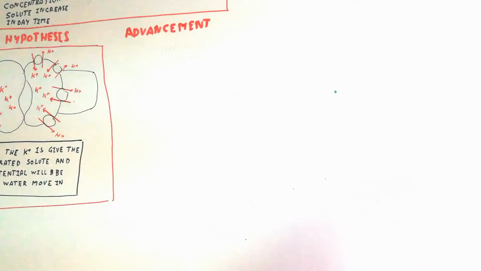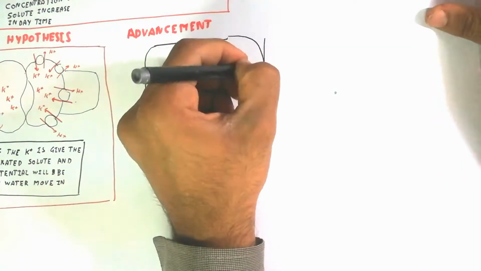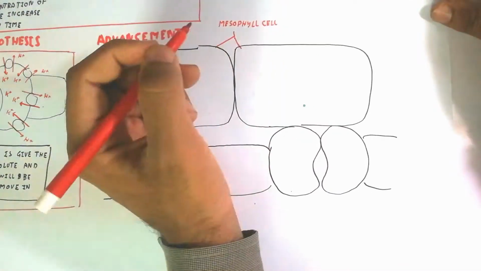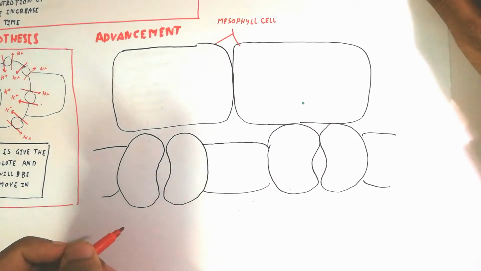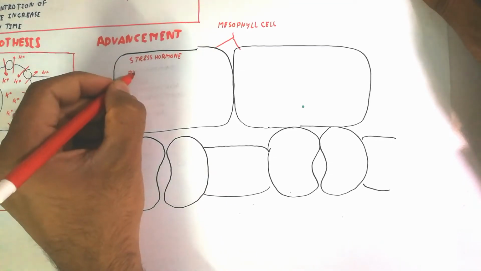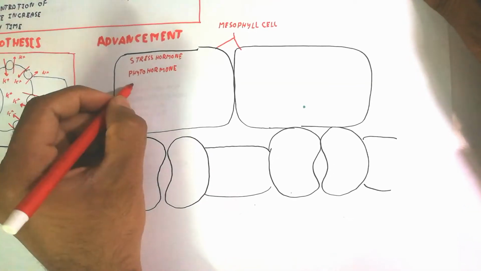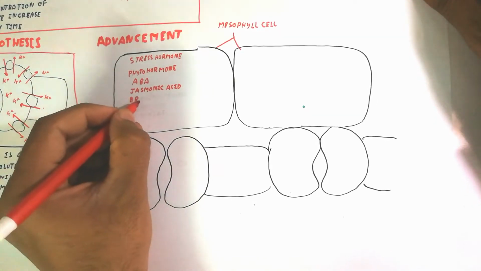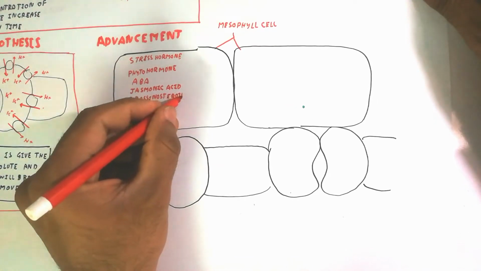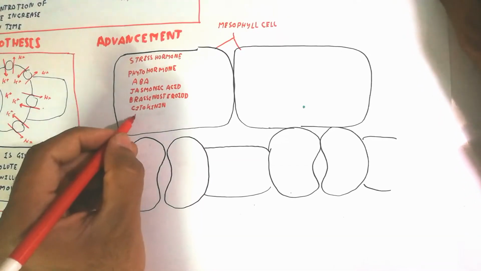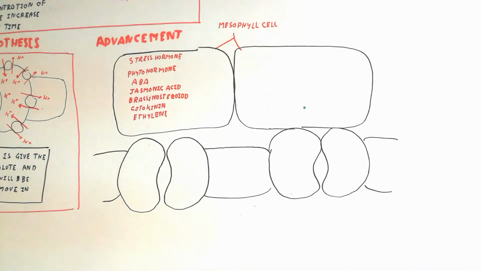When water moves inside, the guard cell will be turgid, and the stomatal pore will open. Now we will talk about the advancement. The mesophyll cells are present on the upper side of the stomata, the guard cell.